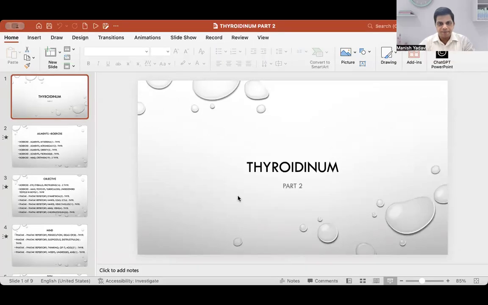Let's come back. I'll come back to Boericke again because I will be taking a lot of help from the Boericke Materia Medica.